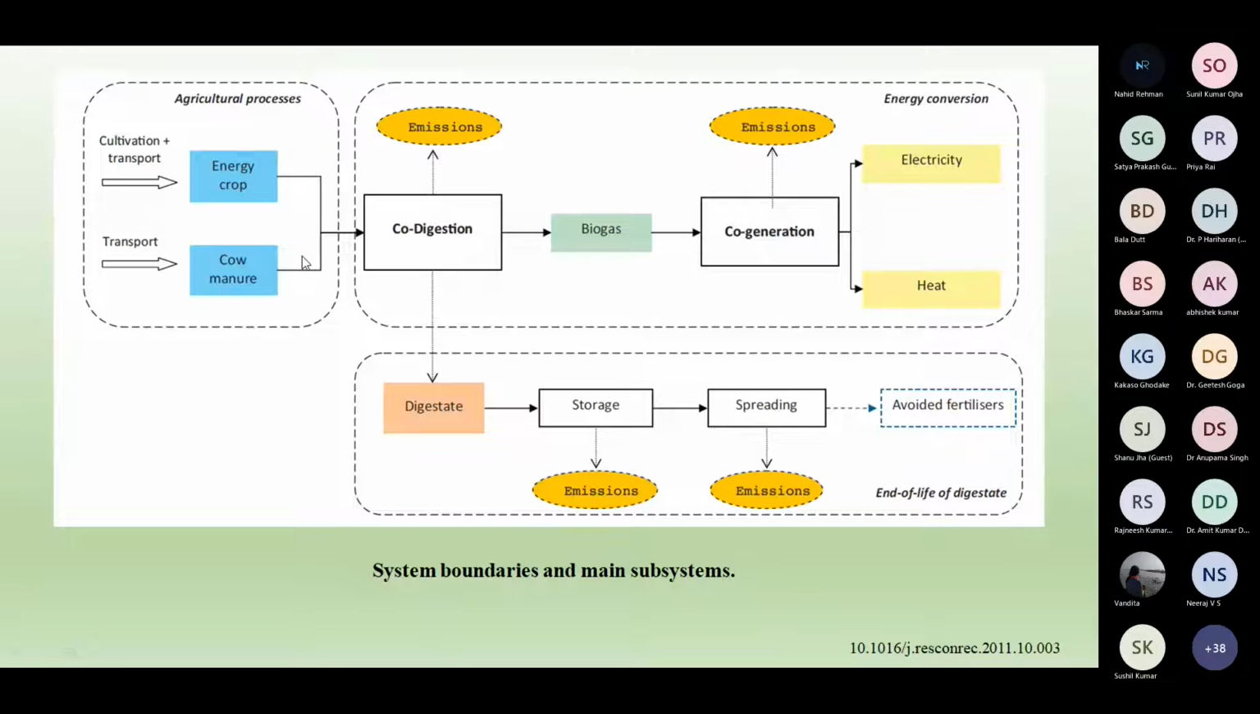Various energy crops are digested, giving biogas, then a cogeneration unit giving you electricity and heat. So you can see here at the end you have the digestate, you store it, spread it, and it may give you some emission. So they found how cow manure was used along with the crop for facilitating complete energy, electricity or heat conversion.